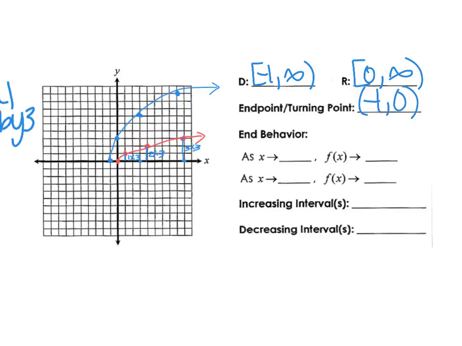Our end behavior, as x is going to the right, as it's going toward positive infinity, it's going up. So it's going toward positive infinity as well. And then remember, with square root functions, our other end behavior is just our end point. So as x is approaching -1, f of x is approaching 0.